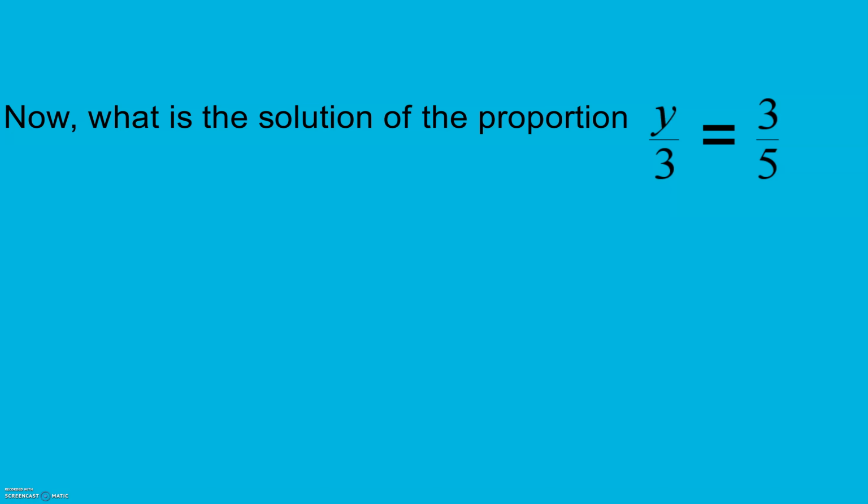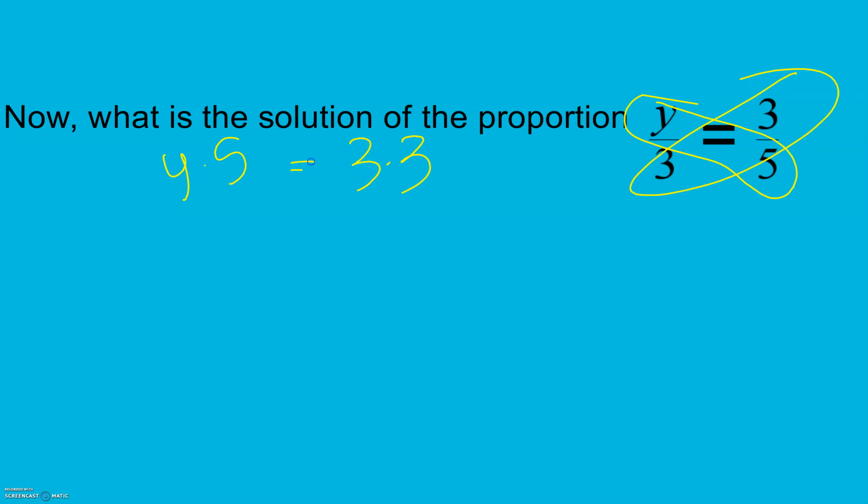Again, here I can either solve by multiplying by 3 to get rid of my division, or I can use cross products. And I'm going to use cross products just to get some more practice on that. So I can take y times 5, set it equal to 3 times 3. Cross products of a proportion have got to be equal to each other, otherwise it's not a proportion.